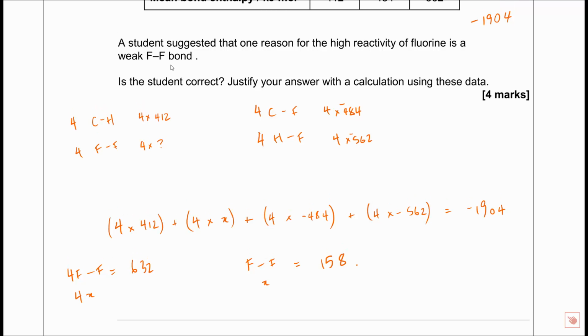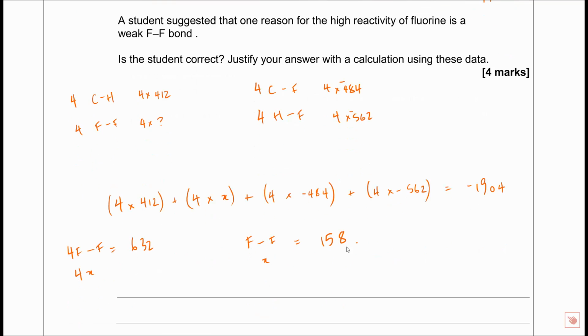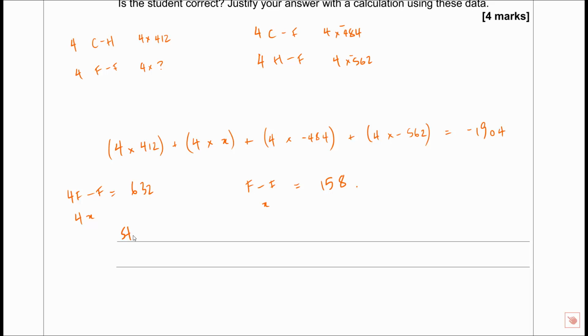Is the student correct? Justify your answer with a calculation using these data. Well, we can see, look at these bond enthalpies here, 412, 484, 562, and then 158. Yeah, student is correct. FF bond is much weaker than, I'd say, the other bonds, because its value is lower or something like that.